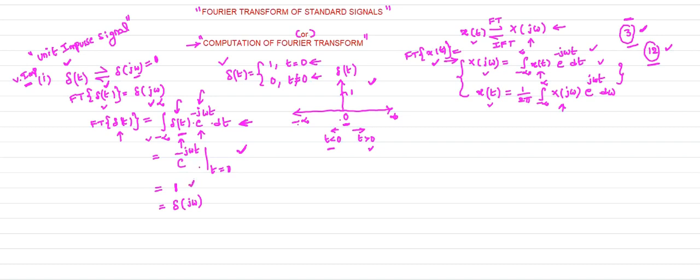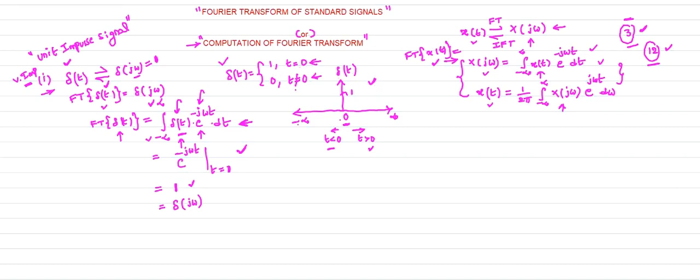So I have explained once again how to calculate the Fourier transform. This topic is based on the computation of the Fourier transform. In this topic we are going to find the Fourier transform of some standard signals. In that, I consider the first signal as the unit impulse signal. Now what is the unit impulse signal? Already you know it is only defined at time t equal to 0.